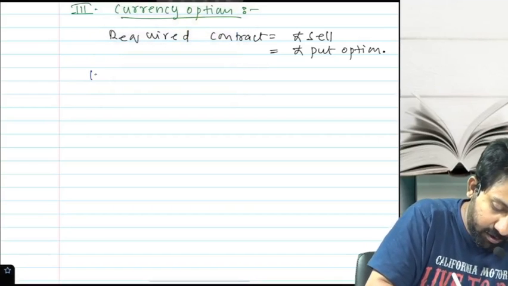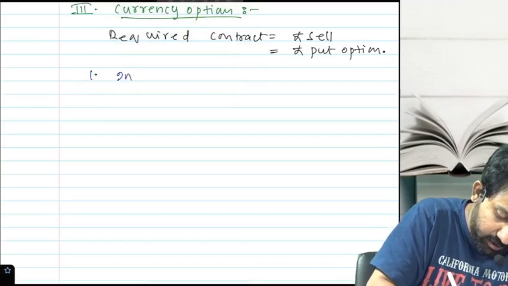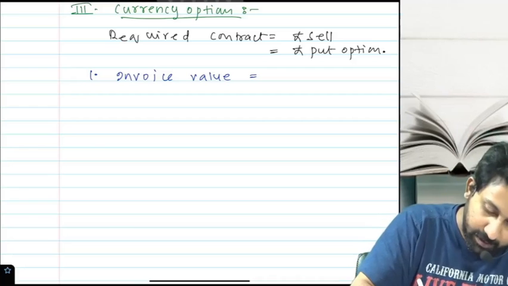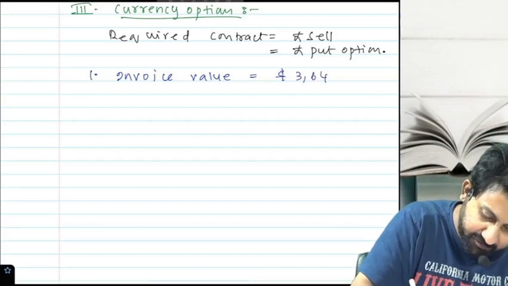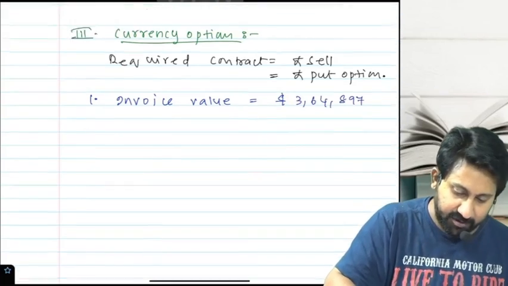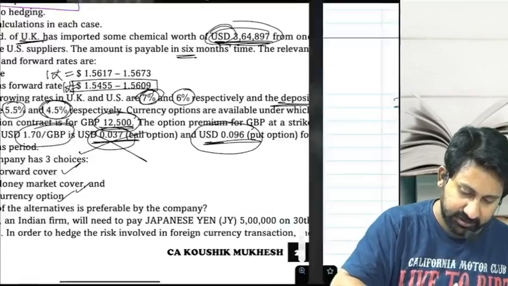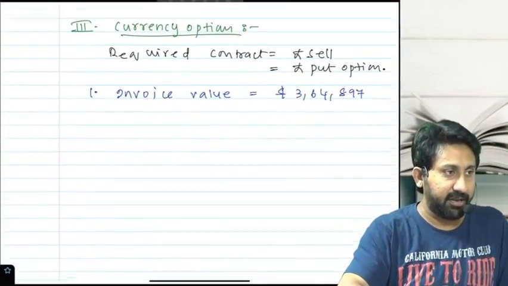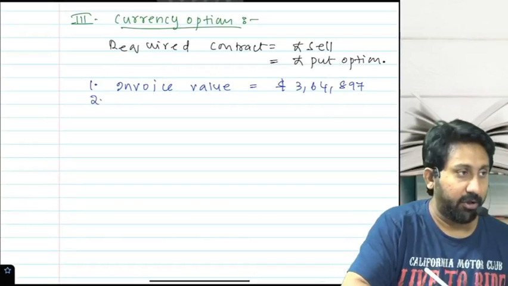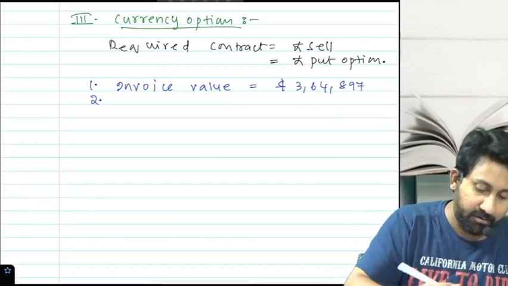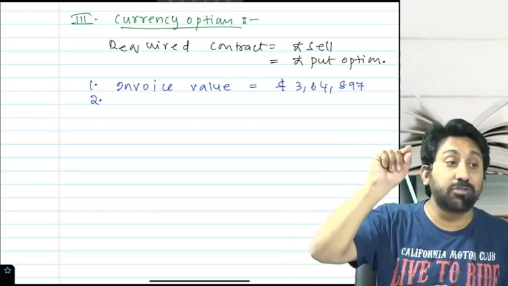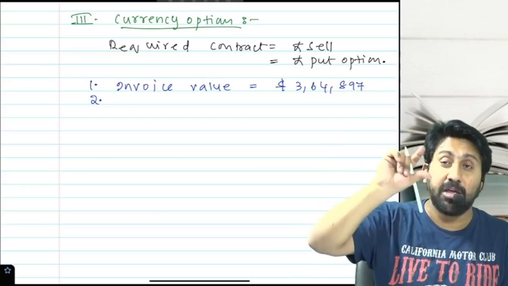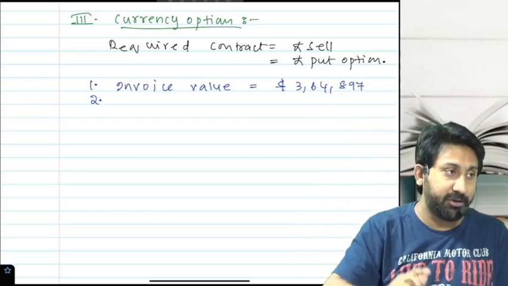Point number 1: what is the invoice value? Dollar 364,897, if I am not wrong. Yes, 364,897 is the invoice value. Now, at what rate do I need to convert this? Not at the futures rate; for a put option, we need to convert at the option value of a pound.